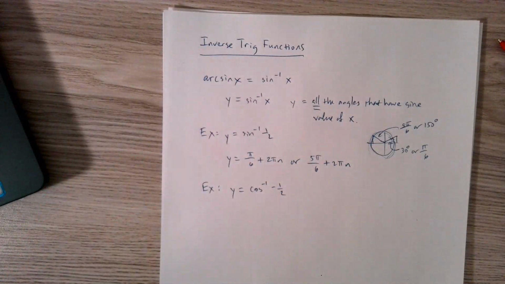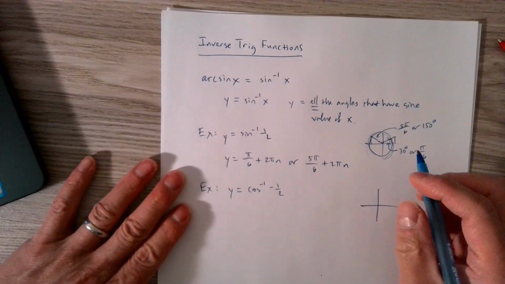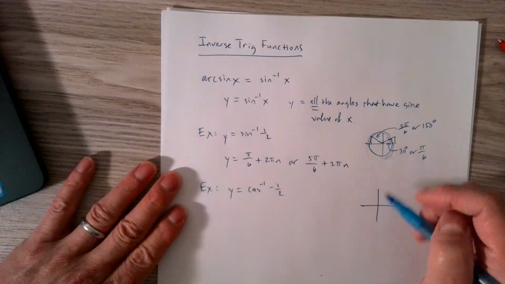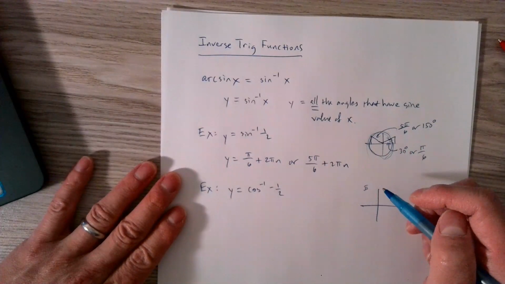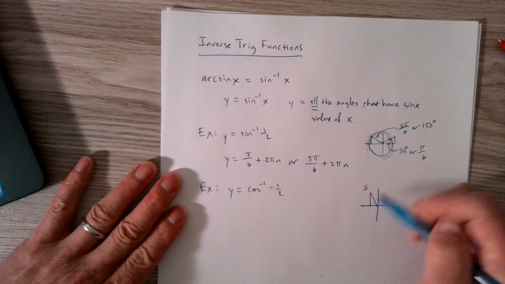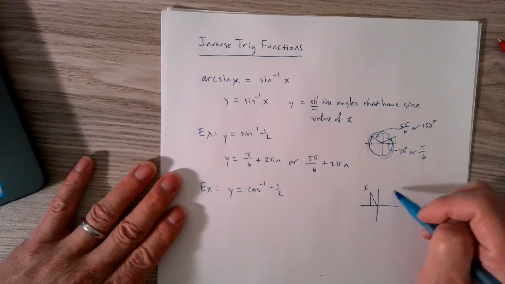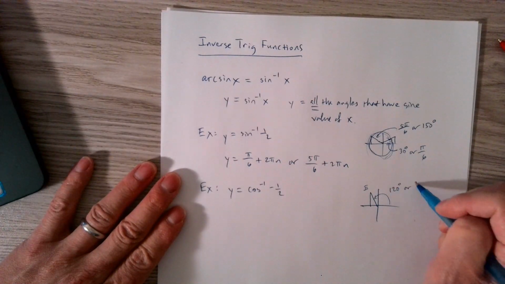Okay, so now I have a cosine value of -1/2. Where are all the angles that have that? I'll go back to the unit circle. The first one is going to be in quadrant 2. A cosine value of 1/2 would be like right here, so that's going to be 120 degrees, or 2 pi over 3.